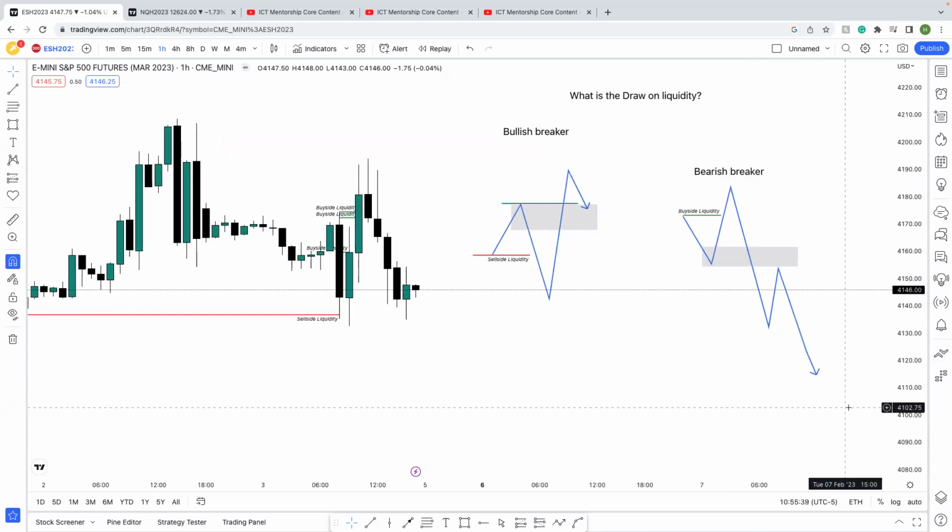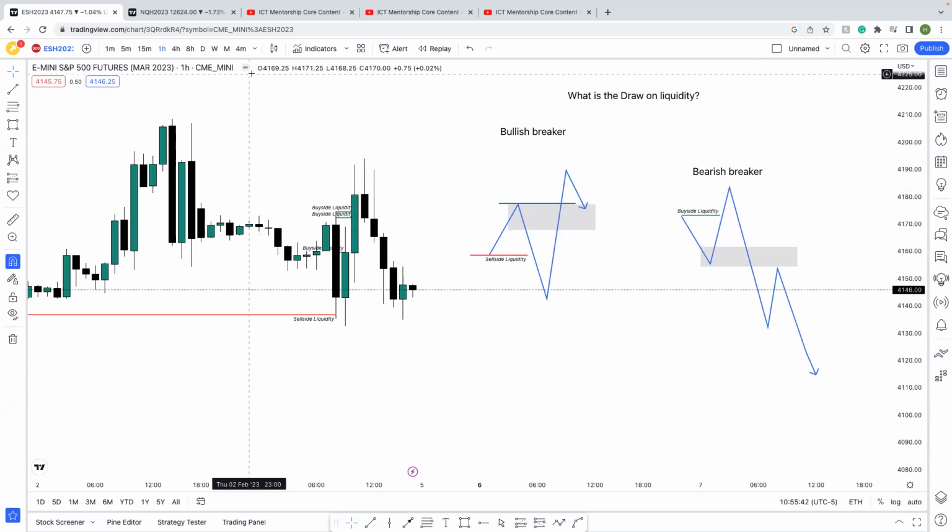So those are the two models that we're looking for. If you want to take a screenshot, go ahead and do that. And then I'll show you a couple examples on the chart.